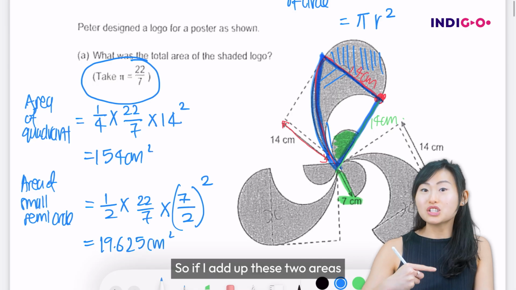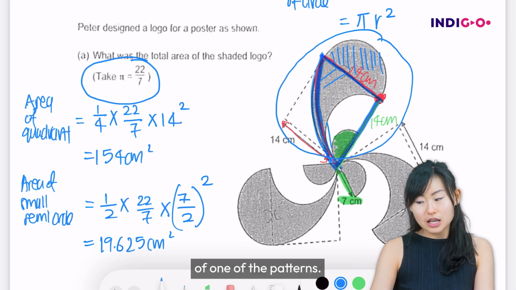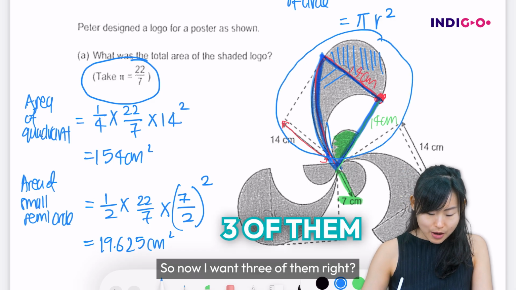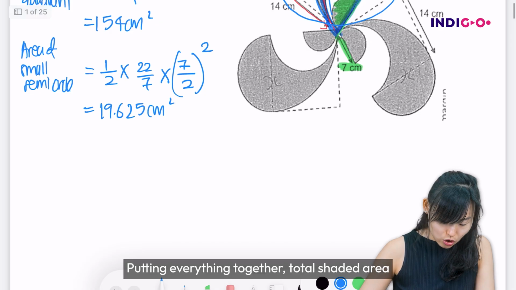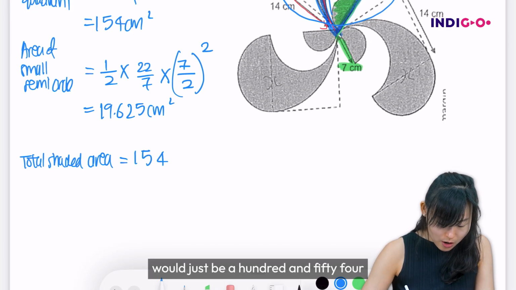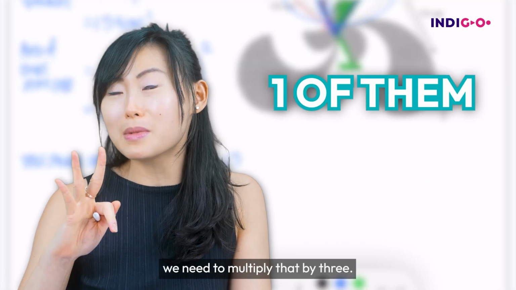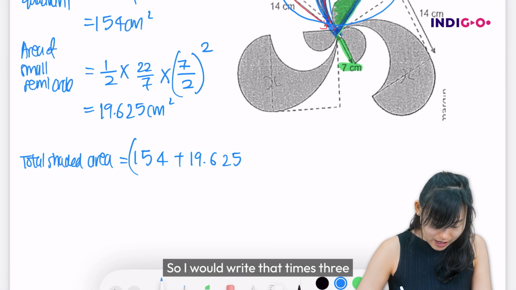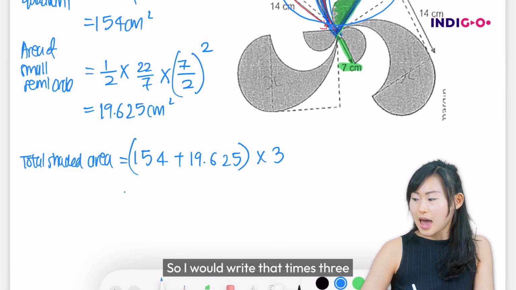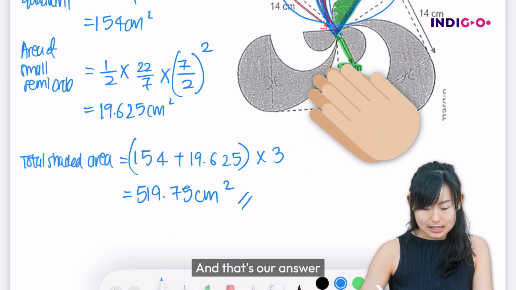So if I add up these two areas, I would just be getting the area of one of the patterns. So now I want 3 of them, right? Putting everything together, total shaded area would just be 154 plus your 19.625. This is one of them. We need to multiply that by 3. So I will write that times 3, and I would get 519.75 cm squared, and that's our answer.